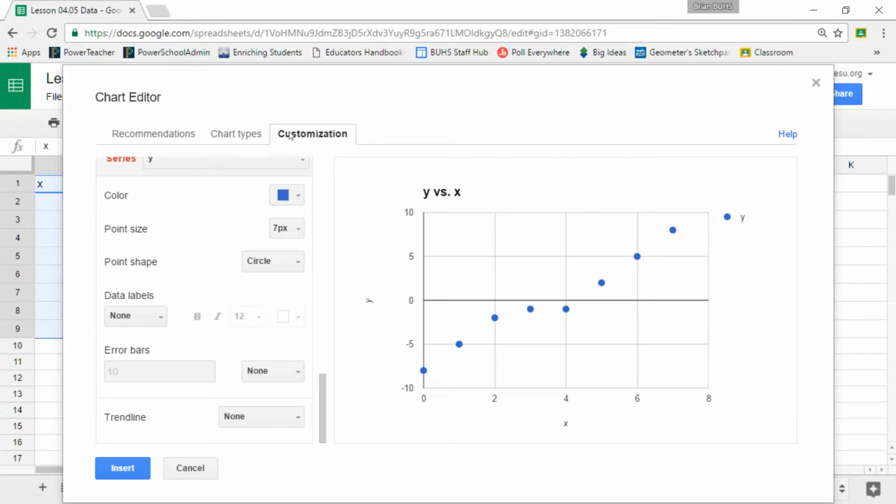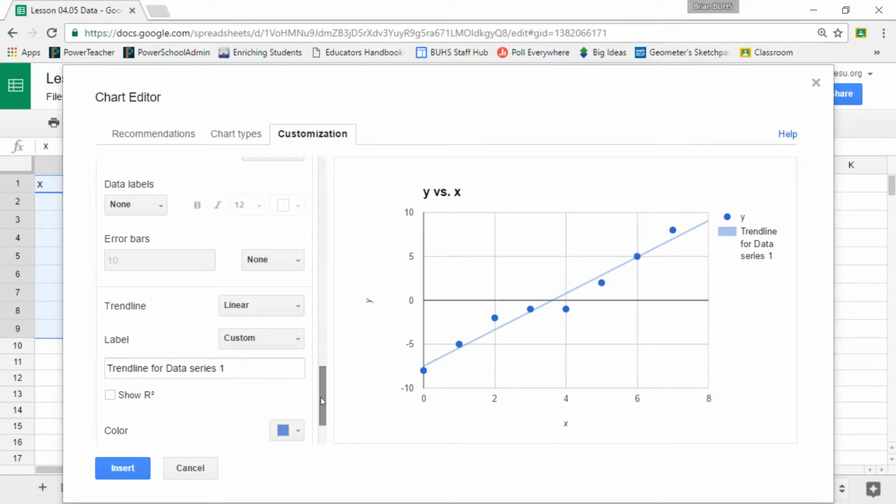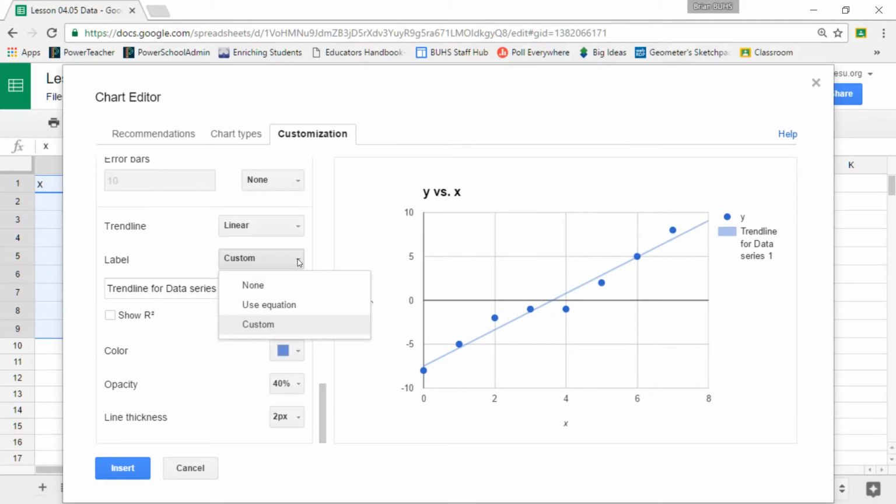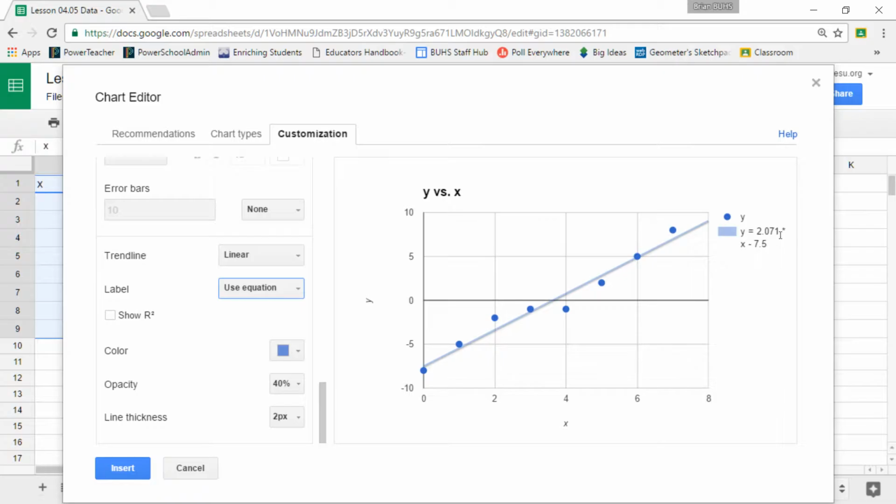If I scroll all the way down on the customization tab, there's trend line. I'm going to hit linear, and we did this in class. And I can label using the equation. So here's the equation. My slope is 2.701x minus 7.5. So the slope is 2.701, and the y-intercept is negative 7.5 for my best fit line. When I highlight it, you can even see what the equation is.